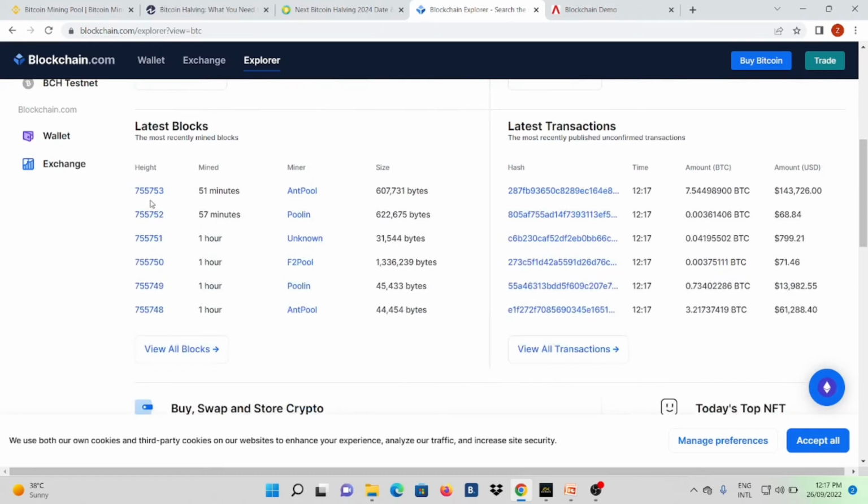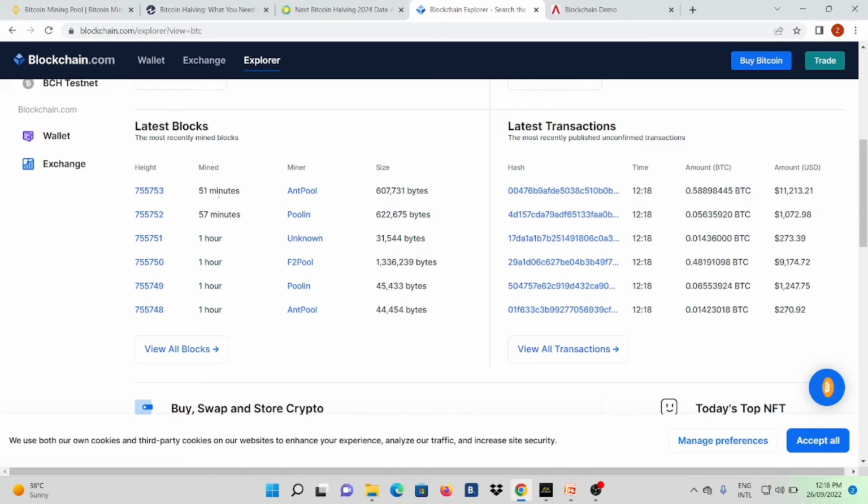So if you can see this block, it got mined 51 minutes ago by this miner called Antpool. So we have a Bitmain miner. Anyone can mine. All you need is to just buy the equipment and start mining. But that's not what we are here for. We are here to learn how Bitcoin mining works, right?